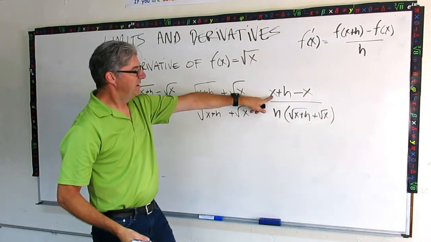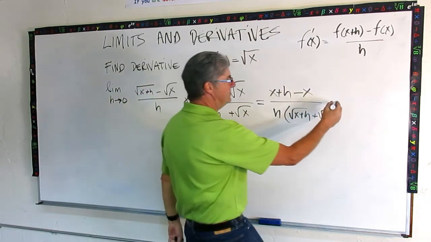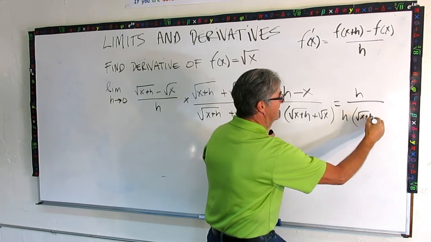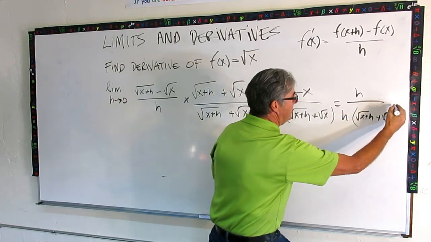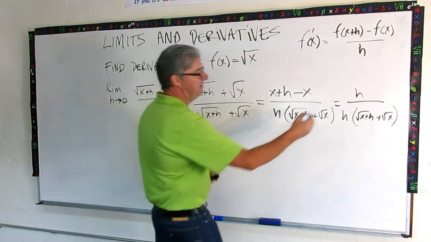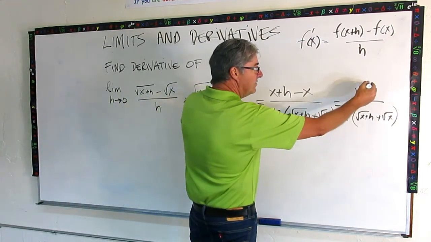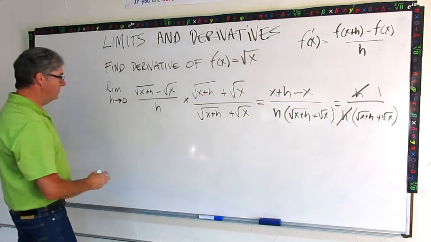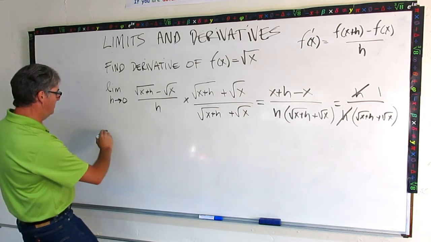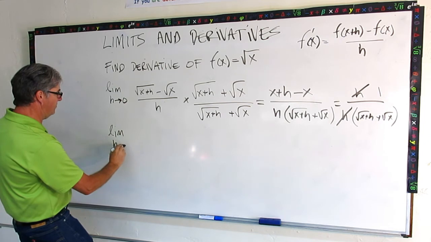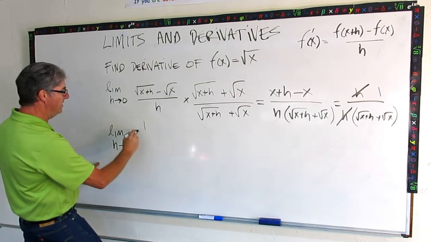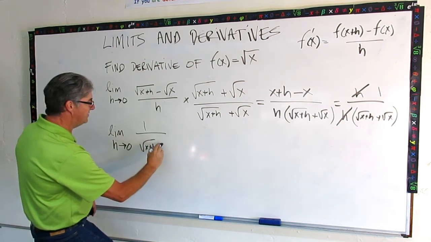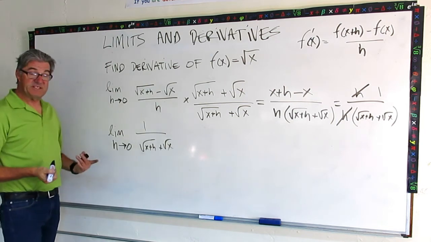Now my top, I have an x and I have a minus x. So this is just going to end up being h over this bottom, which is h times root x plus h plus root x. So now I can do my cancel. That's going to cancel, that's going to cancel. Now when you cancel the top away on a fraction, you are left with a 1. Just remember that. So now we have the limit as h approaches 0 of 1 over root x plus h plus root x. Okay?